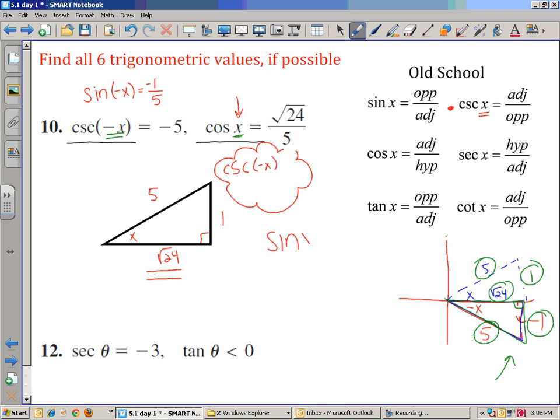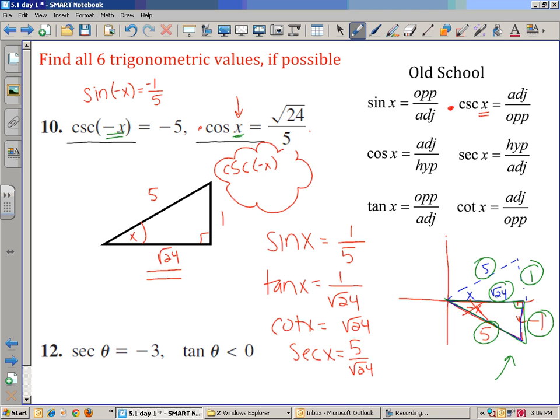So I want the sine of x, not negative x. Okay, so all my identities have to be related to the same angle. So the sine of x is opposite over hypotenuse. I already know the cosine of x, so the tangent of x is equal to the opposite over the adjacent. And now I'm just going to flip that. Cotangent of x is equal to the square root of 24. And then I need the cosecant. Nope, I need secant of x. Secant of x is just 1 over cosine, so that's up here. It's going to be 5 over the square root of 24. Okay, so those are the 6 identities.